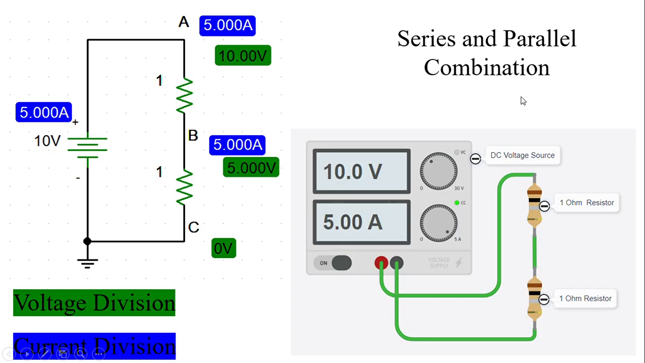First, see these two types of combination, series and parallel. In this circuit, a 1 ohm resistor and another 1 ohm resistor are in series with each other. This is one resistor whose value is 1 ohm, and this is another resistor whose value is also 1 ohm, right? They are connected to a power supply of 10 volts. This is the schematic symbol of a 10 volt power supply.